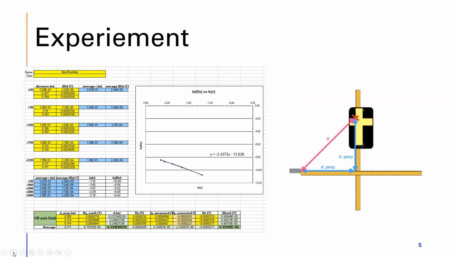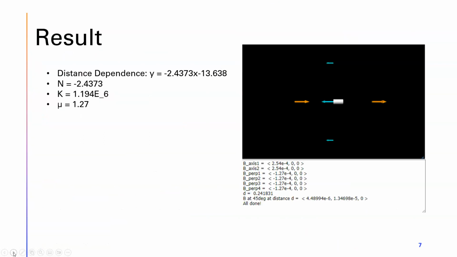For this experiment, I gathered these results from the experiment itself, and all the numbers can be seen there. Some of these numbers were used to calculate the magnitude of the dipole, but we also calculated these results from this live script. So here's the code used to predict the magnetic field. And then here's our result.